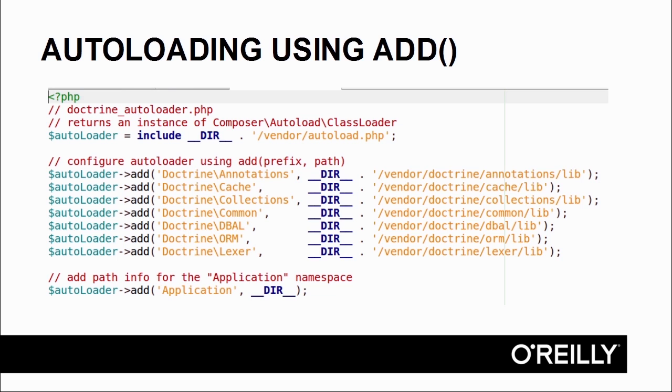Alternatively, you can get an instance of the autoload file which is provided under a directory called vendor, which Composer creates automatically. The vendor/autoload.php file produces an instance of the Composer autoloader. You can then use add to add references to the various Doctrine components and the actual locations of where the library files for those components are located. In addition to Doctrine, of course, you can provide autoloading capabilities for your own application source code as well.